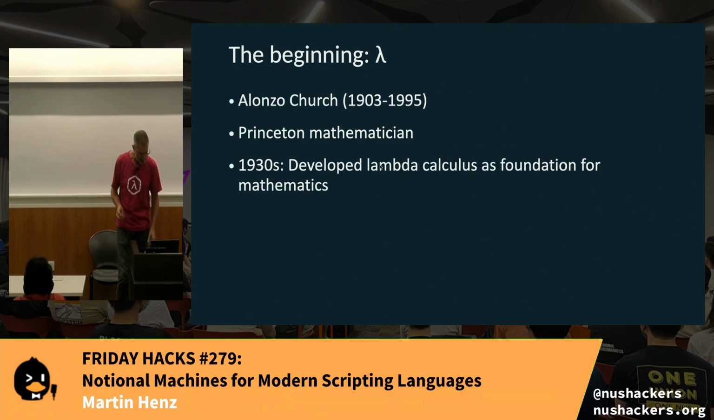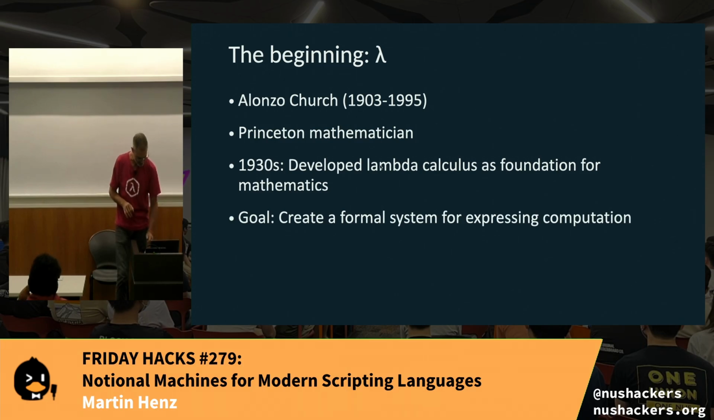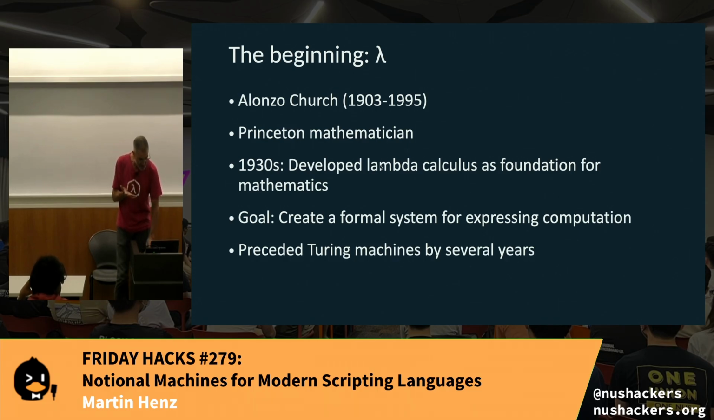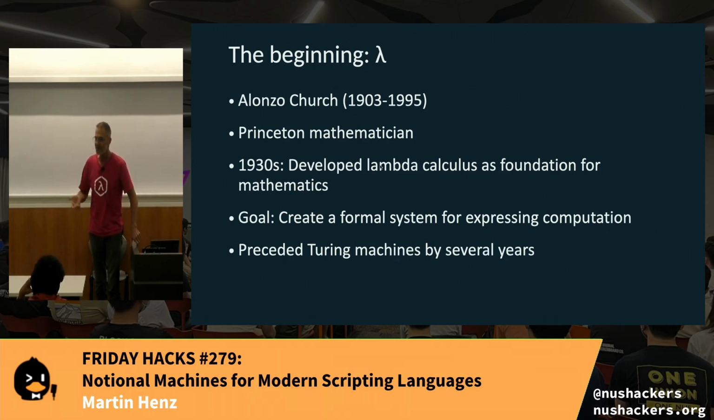And he proposed that as a foundation for that sort of effort in mathematics. So the goal was to create a formal system for expressing computation, and this preceded the Turing machine. Many of you may know the Turing machine from your theory courses, which is also a mathematical framework to describe computation, but it's very much mechanistic in the sense that it could serve as a basis for real computing machinery.